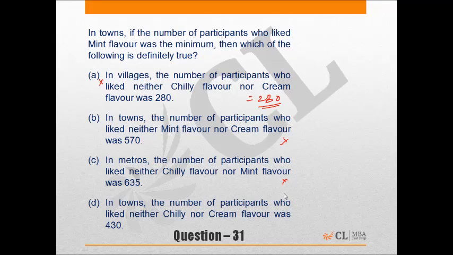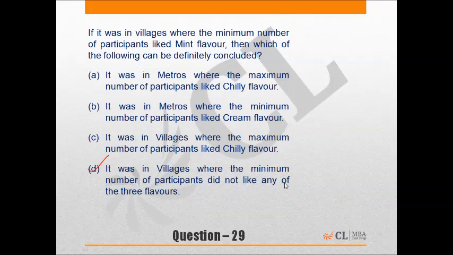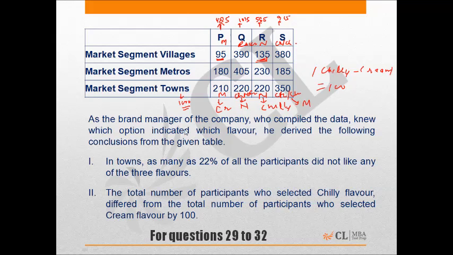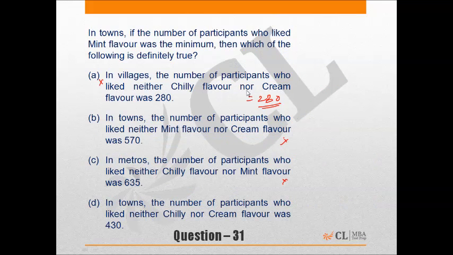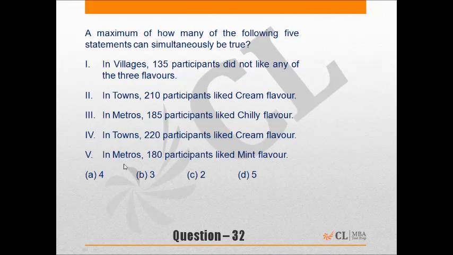In towns, the number of participants who liked neither chili nor cream flavor was 430. In town, those liking chili flavor, that is P, and cream flavor, 220. So the sum of these two is 430, which means statement D is definitely true. Now let's move to the last question.